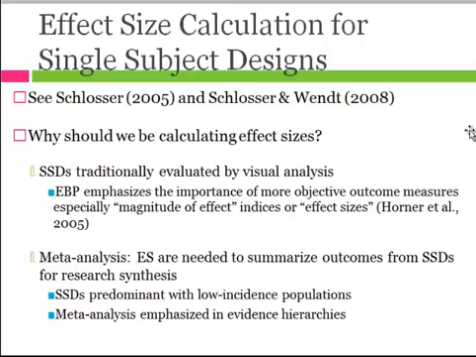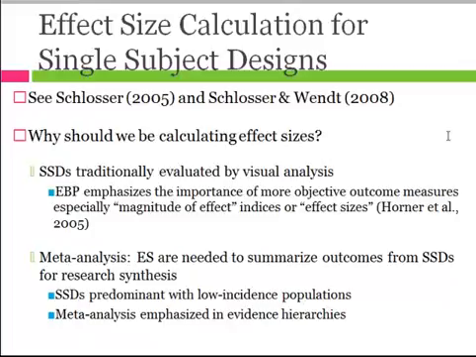So even within multiple baseline designs, we can think about effect sizes, but it's different than Hedges' g or Cohen's d, and that's really important. And this is kind of a newer idea, which is exciting. So Schlosser and Wendt are nice resources for looking at the different effect size calculations. In this class, we're going to talk about just two of them, but that should be sufficient for most of what you see. So why should we be calculating effect sizes?